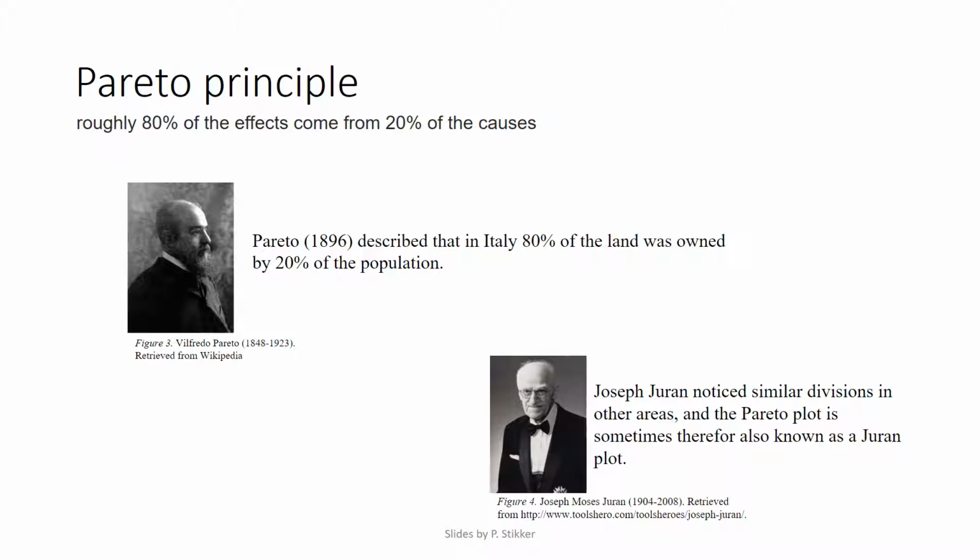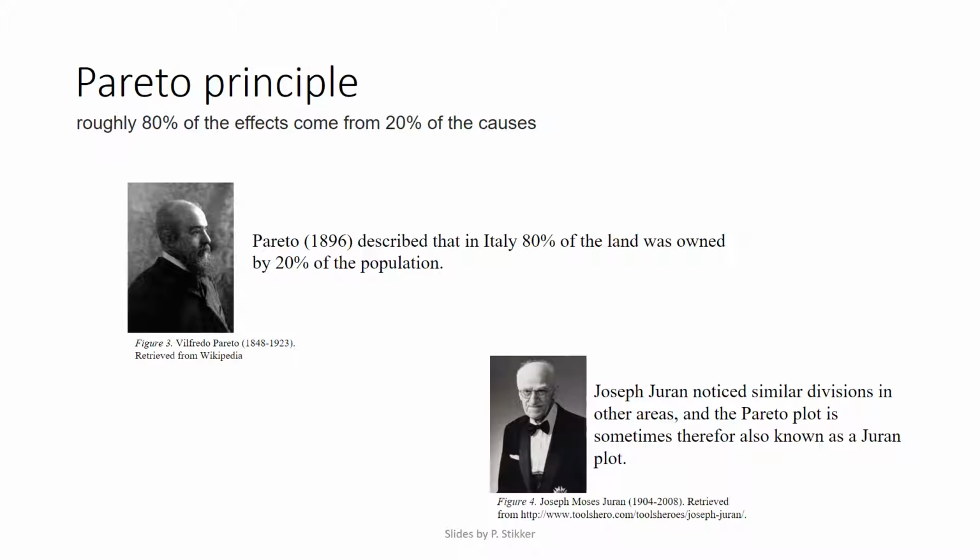The Pareto plot was probably named by Joseph Juran as the Pareto plot because Pareto actually came up with the Pareto principle, which was that roughly 80% of the effects come from 20% of the causes. So Pareto described that in Italy 80% of the land was actually owned by 20% of the population. You also sometimes hear that 80% of the GDP comes from 20% of the people.